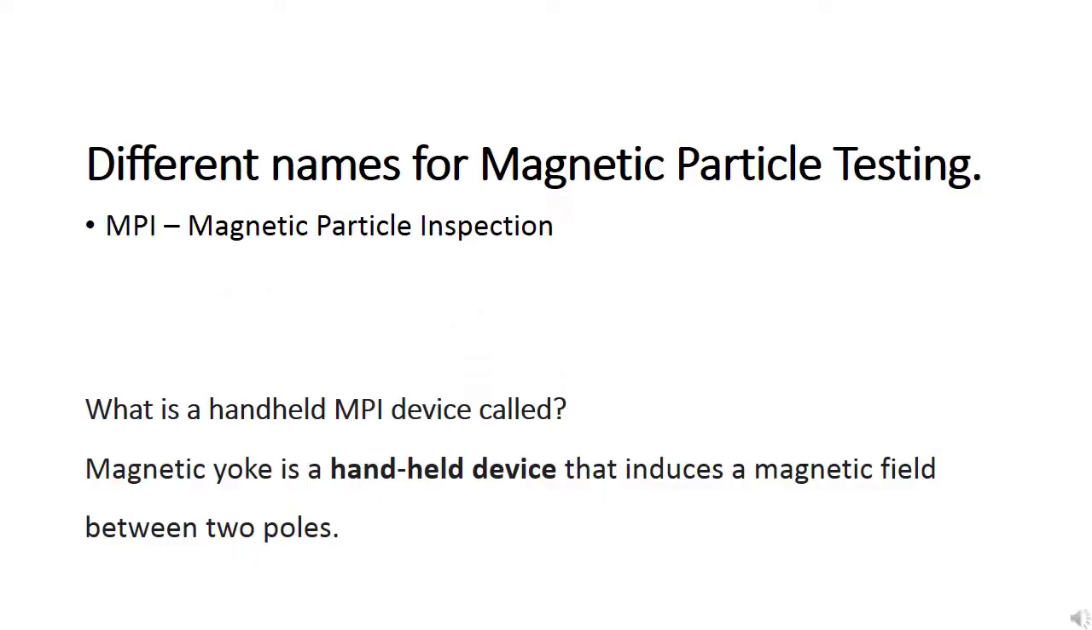You will see the different names for magnetic particle testing. MPI, magnetic particle inspection. What is a handheld MPI device called? Magnetic yoke is a handheld device that induces a magnetic field between two poles.